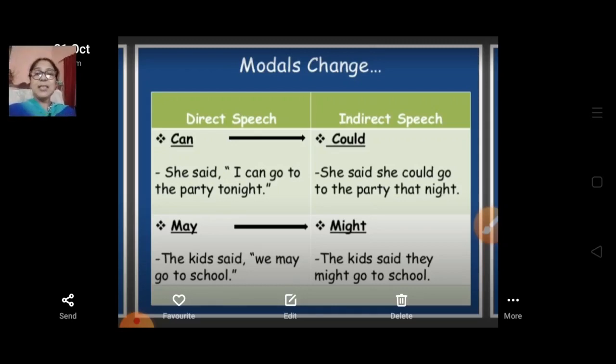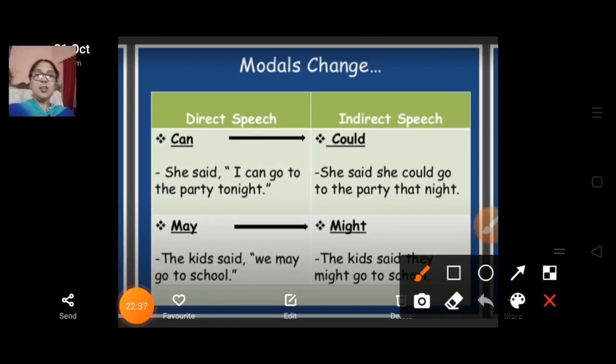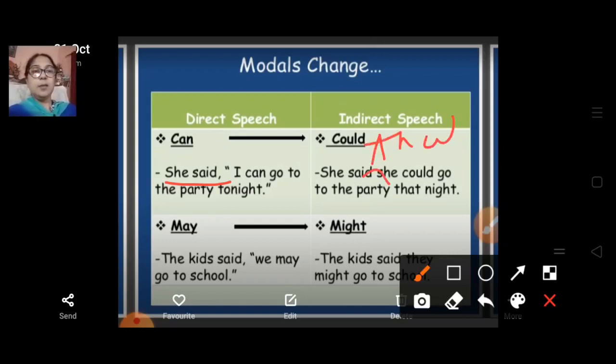Now here we can see the changes. "She said" will remain the same. The inverted commas we have already omitted. Whenever we make indirect speech, we must remove the inverted commas. Then "that" is missing over here, so we just add it. She said that she could go to the party that night. Now "can" becomes "could" over here. In the next.